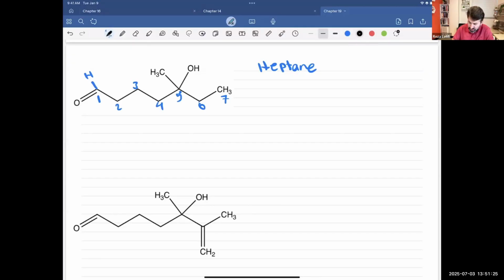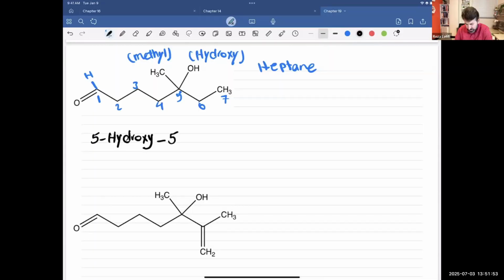And I'm going to treat the OH as a hydroxy substituent, and this one will be just simply methyl. So I'm going to say the priority goes with the hydroxy, and I go 5 hydroxy. And then on the same carbon, I have a methyl group, so it will be 5 methyl. And I have 7 carbons, so it's supposed to be heptane. I will replace the E by Al, so it will be heptanal.